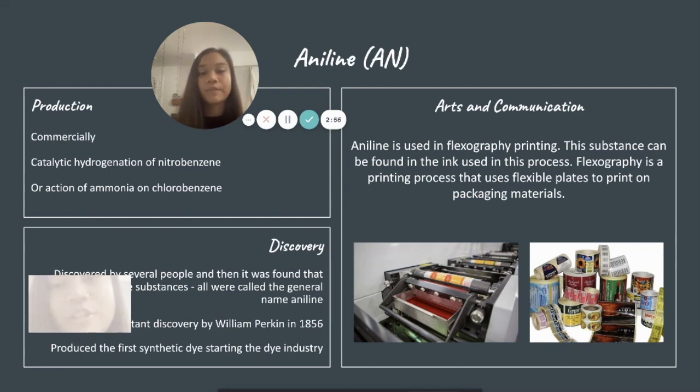This substance can be found in the ink used in this process. Flexography is a printing process that uses flexible plates to print on packaging materials. I chose aniline because besides shirts and stickers, there are other uses like manufacturing, and this is something that people see every day. So the first picture is the actual flexography printing process, while the second picture is stuff that it creates.